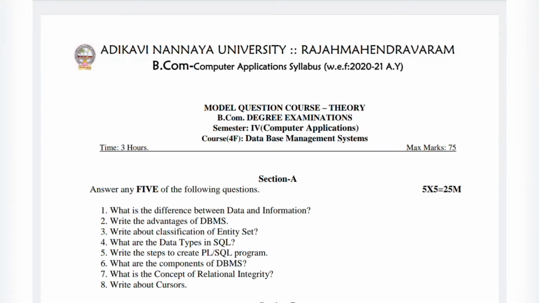Adikavi Nannaya University BCom Paper 6 Database Management System model question paper, released from the University Direct University side. Let's look at the paper. Short answer questions: differences between data and information, advantages of DBMS, classification of entity set, data types in SQL, steps to create a PL/SQL program, components of DBMS, concept of relational integrity, write about cursors.